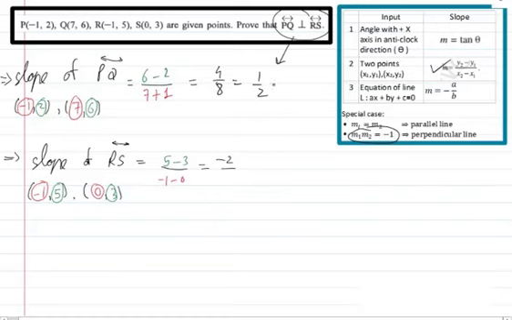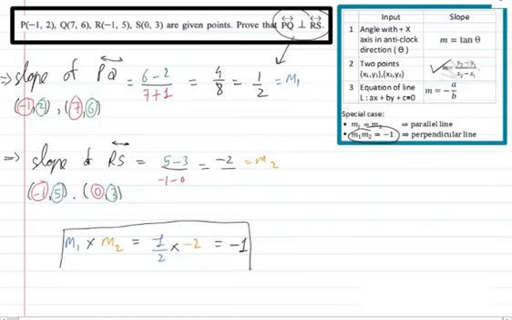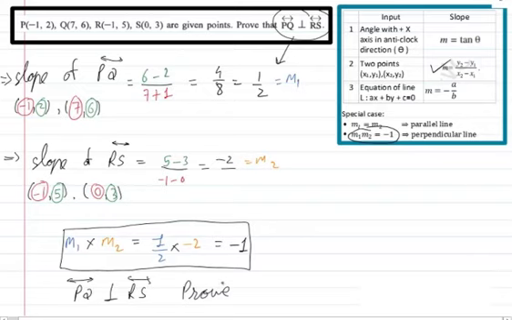Okay, so let's call the first slope m1 and the second one m2. And as we can see, m1 into m2, which is basically 1 by 2 into -2, is -1, right? So if the product of slopes is -1, that means line PQ is perpendicular to line RS. Hence proved. Ta-da!